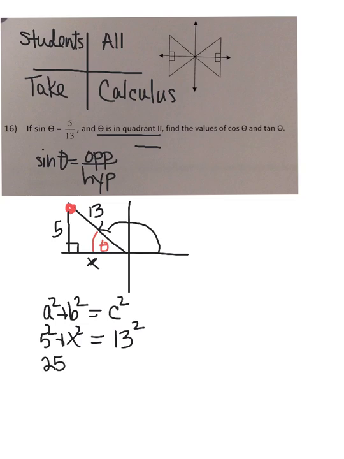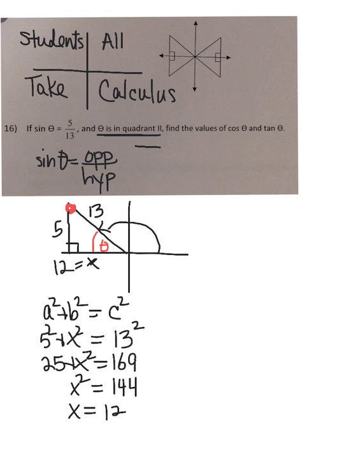So we're going to get 25 plus x squared equals 169. We're going to subtract that 25 over, and that's going to give us 144. And then we're going to take the square root of that, and we get 12. So then we know that this missing side right here is 12. Okay, now let's read what it asks us. So it asks us to find the values of cosine theta and tangent theta.